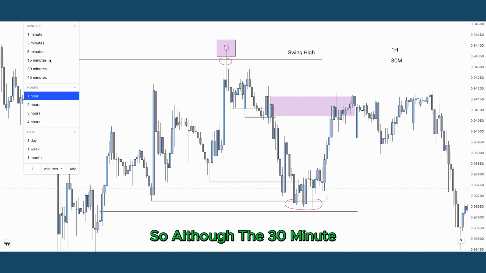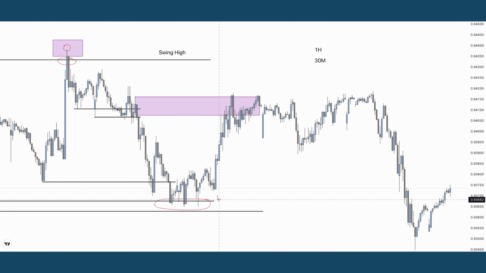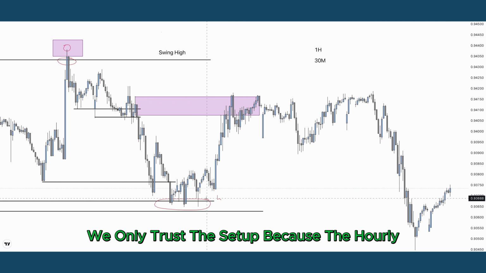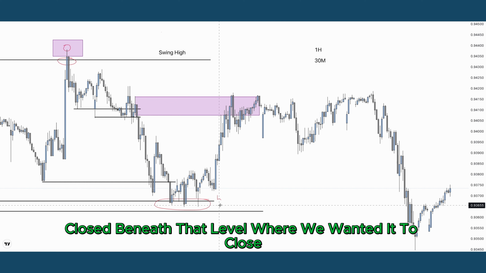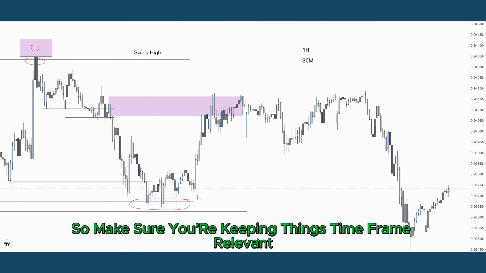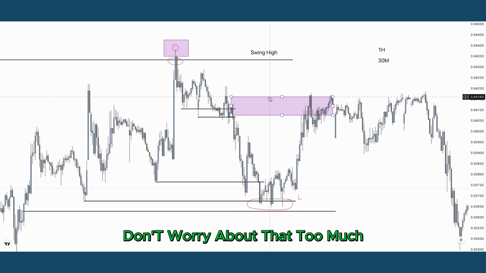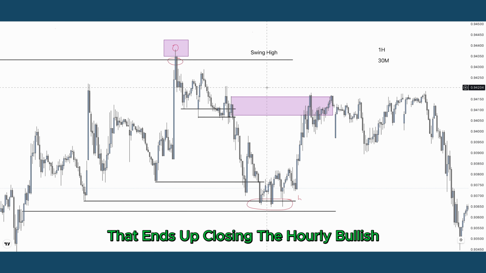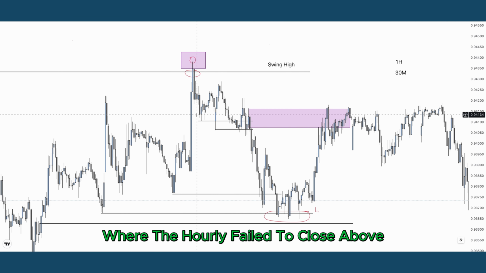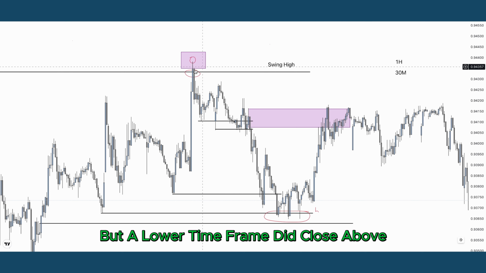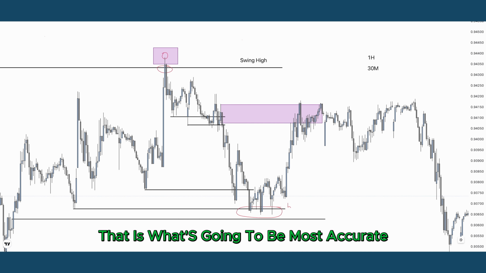So although the 30-minute did actually close below as well, we used the 30-minute to find the refined area. We only trust the setup because the hourly, the actual setup premise time frame, closed beneath that level where we wanted it to close, all right? So make sure you're keeping things time frame relevant. If you're seeing an hourly swing point and a 5-minute candle rejects, don't worry about that too much because you might get another 5-minute candle that ends up closing the hourly bullish. But if you see an area like this where the hourly failed to close above, but a lower time frame did close above, trust the higher time frame because that is where you found your setup. That is what's going to be most accurate.